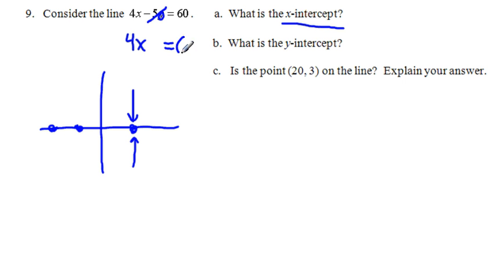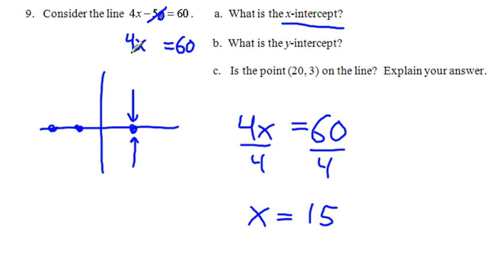So go ahead and press pause, solve this on your own and come back. So after dividing both sides by 4, you get 15, and so the official x-intercept would be the location (15, 0). That is the official location answer of where the x-intercept is.